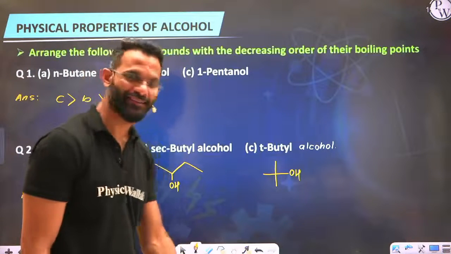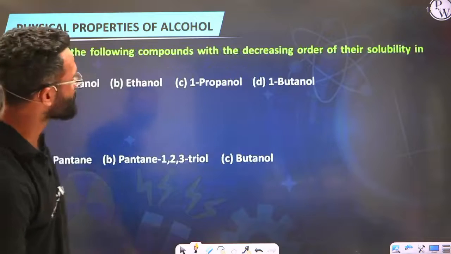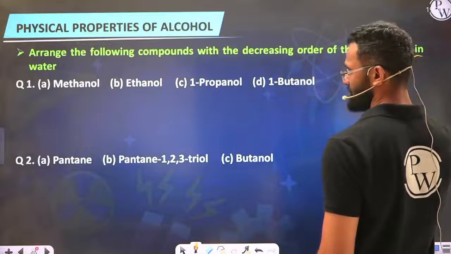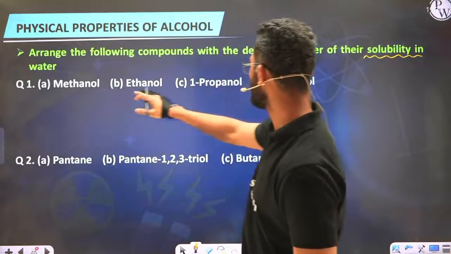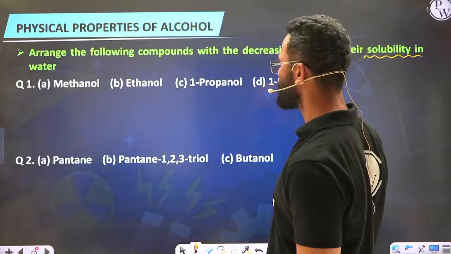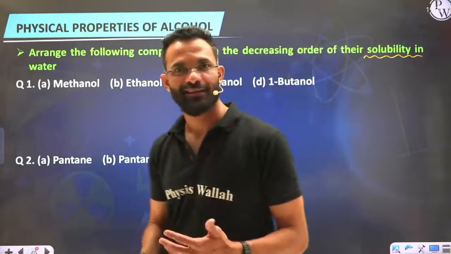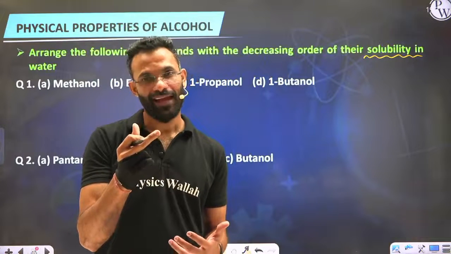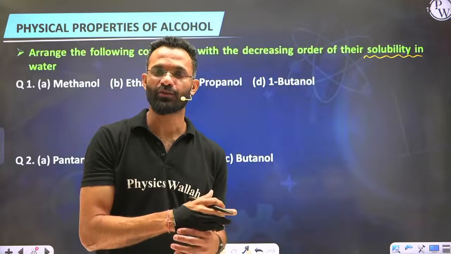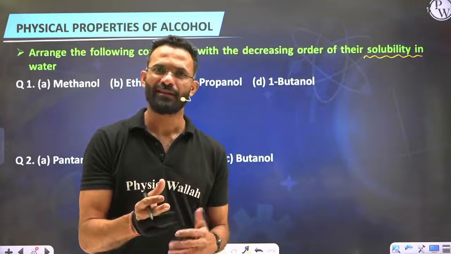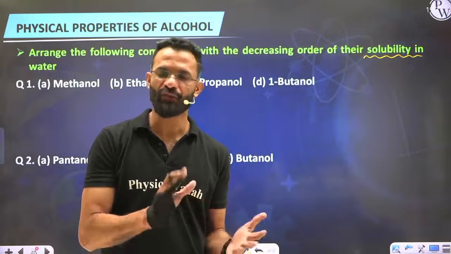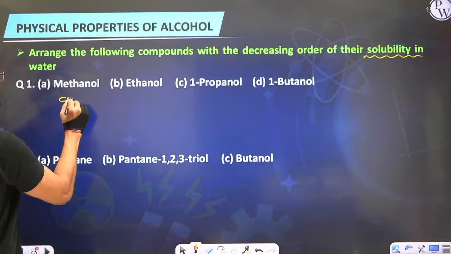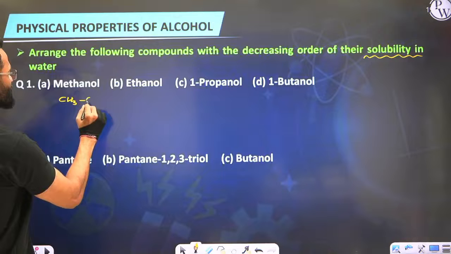Alright everyone, and two more questions based on the decreasing order of solubilities in water. We have got methanol, ethanol, 1-propanol and 1-butanol, comparing their solubilities. See, all of them are alcohols, so all of them have the alcoholic OH group. As all of them have the alcoholic OH group, their ability to form hydrogen bonds is due to the presence of OH. So all of them are going to form hydrogen bonds. But the difference here is the nature of the hydrophobic part, that is the alkyl group.